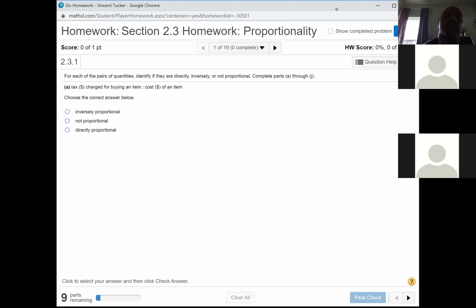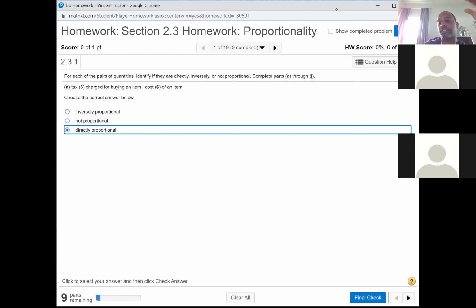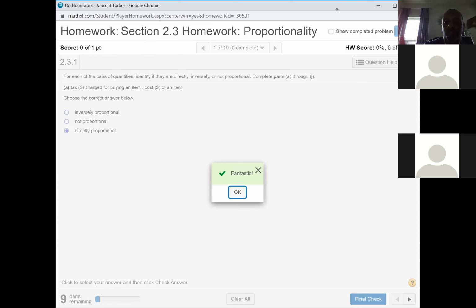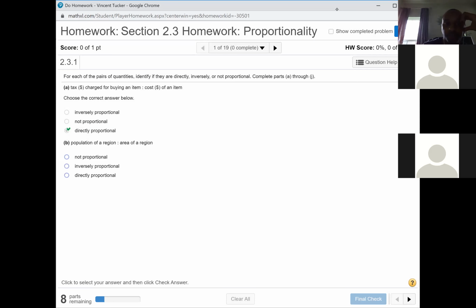All right, so for each pair of quantities, identify if they are directly, inversely, or not proportional. So we'll do a few of these. First one, tax charged for buying an item, cost of the item. So as the cost increases, the tax increases. So that means they are directly proportional. It's not a situation wherein as the cost increases, the tax decreases. Both of them increase with each other, so that's directly proportional.